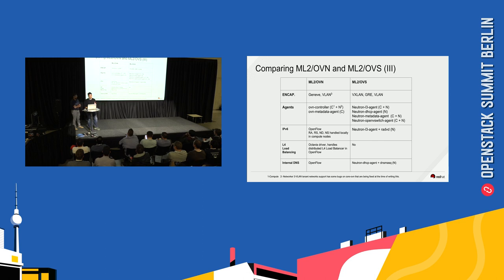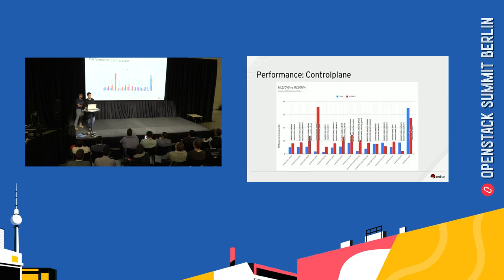Everything, again, happens natively on OpenFlow, just by deploying OVN controller in every node. And that happens distributedly and locally on the compute node. So basically, we're saving a lot of network traffic. The same goes for internal DNS or load balancing.